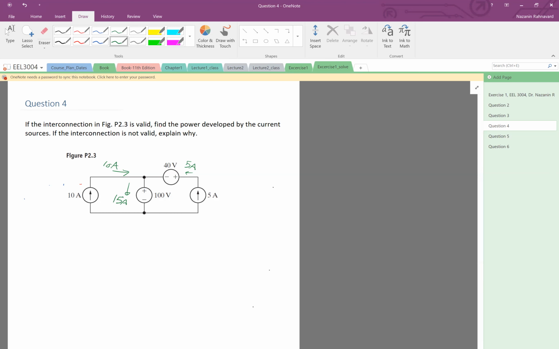So in terms of voltage, there's a 100 volt increase and then there is a 40 volt drop, and again any current source can tolerate any voltage, so I don't see any problem. So definitely this is valid.